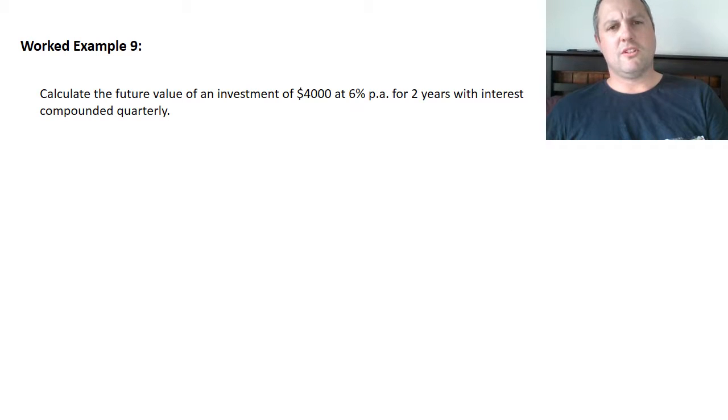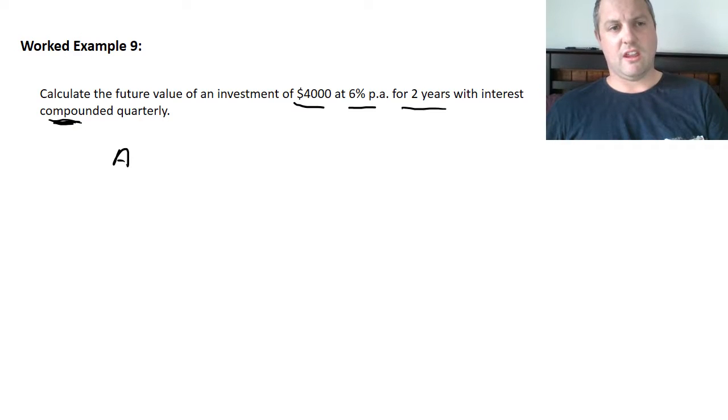Alright, work example 9 is slightly different, and this is where you need to start focusing. It says calculate the future value of an investment of $4,000 at 6% per annum for 2 years. Now that's the same as the previous question, but here it says with interest compounded quarterly. Now we know there's 4 quarters in a year, so that's very important. Alright, so we're going to use the same formula.